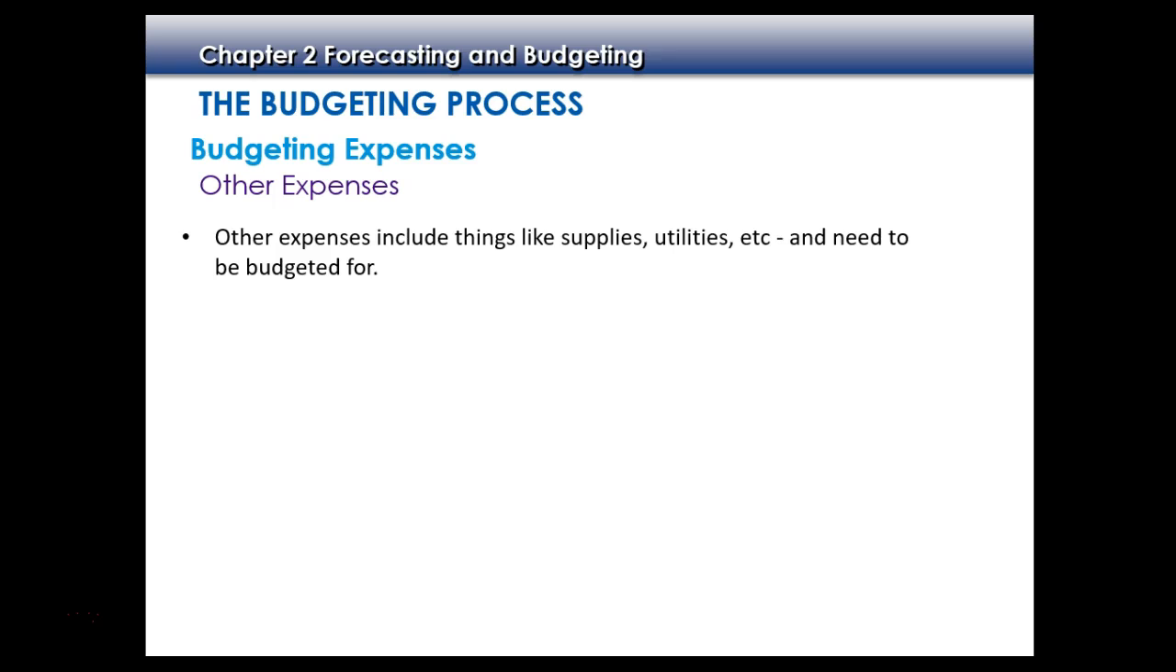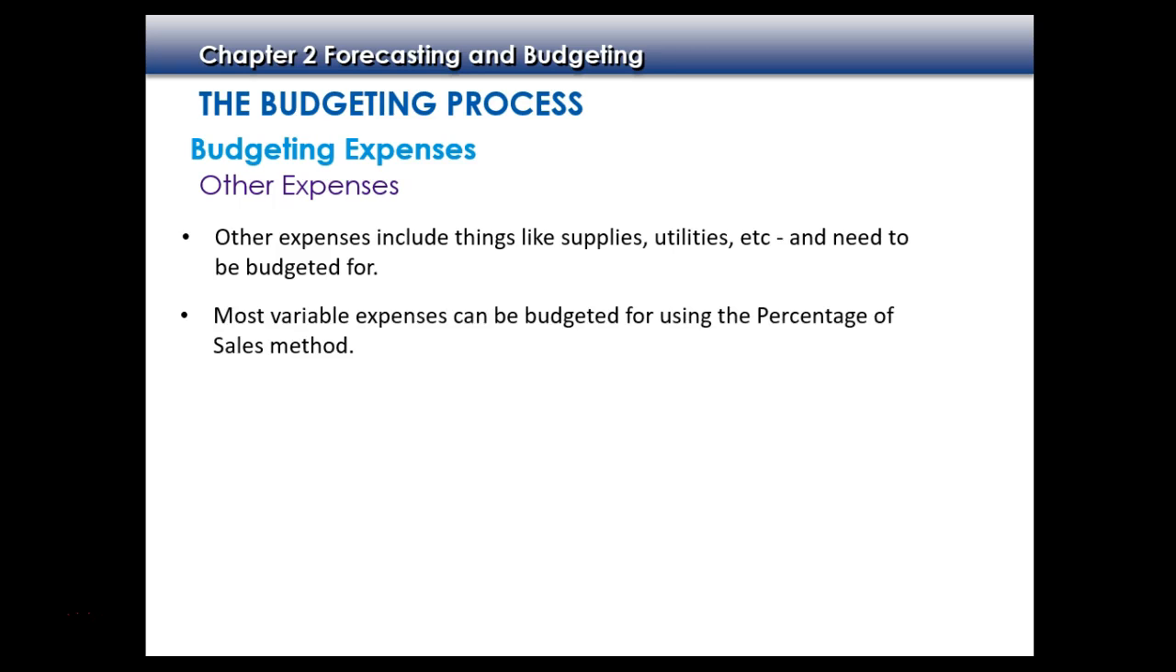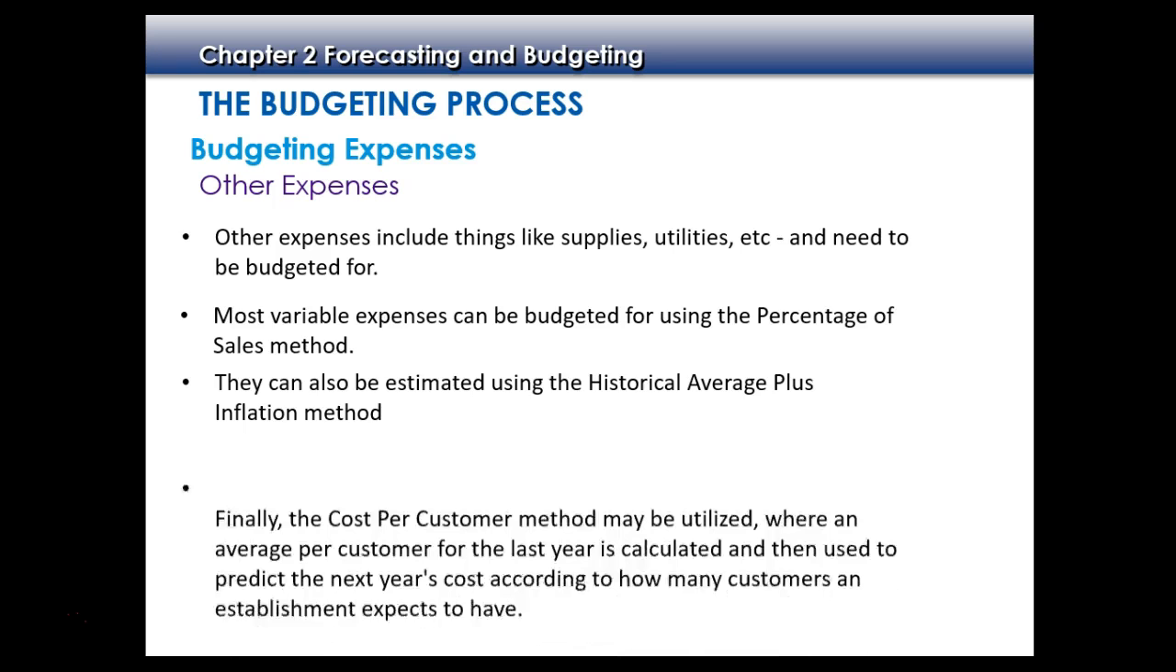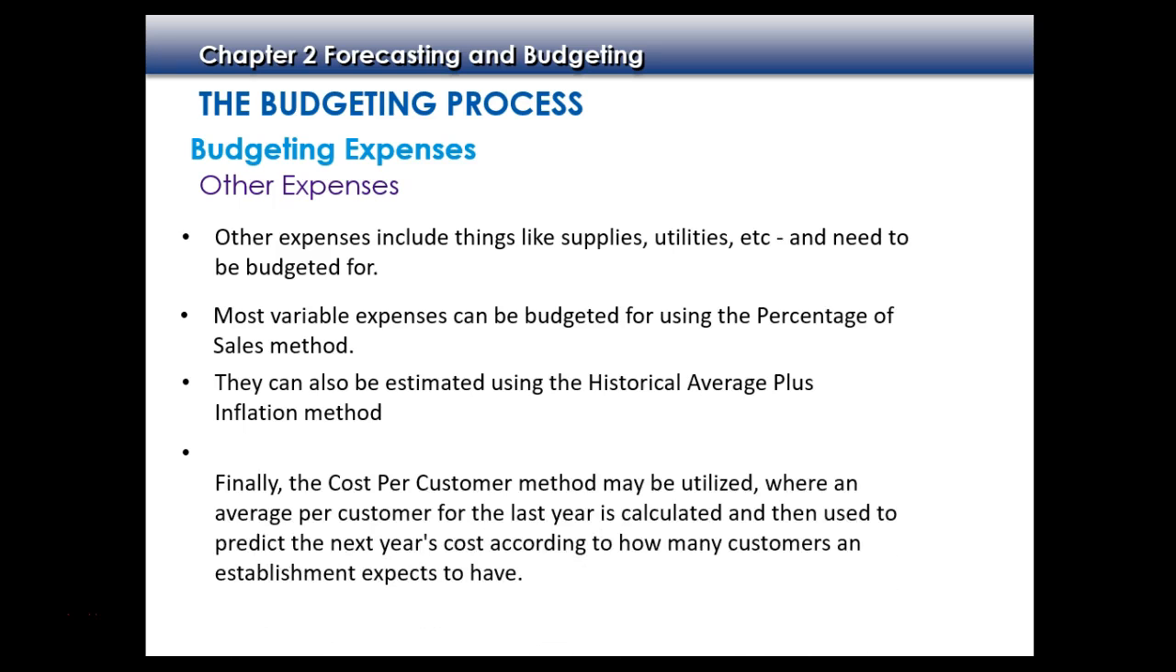Now, your other expenses, like your supplies and utilities, also need to be budgeted for. Most variable expenses can be budgeted for using the percentage of sales method. They can also be estimated using the historical average plus the inflation method. Finally, the cost per customer method may be utilized, where an average per customer for the last year is calculated and then used to predict next year's cost according to how many customers the establishment is expected to have.